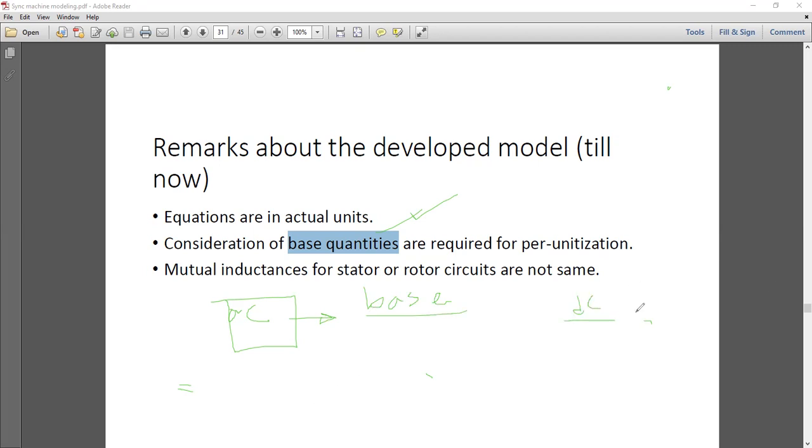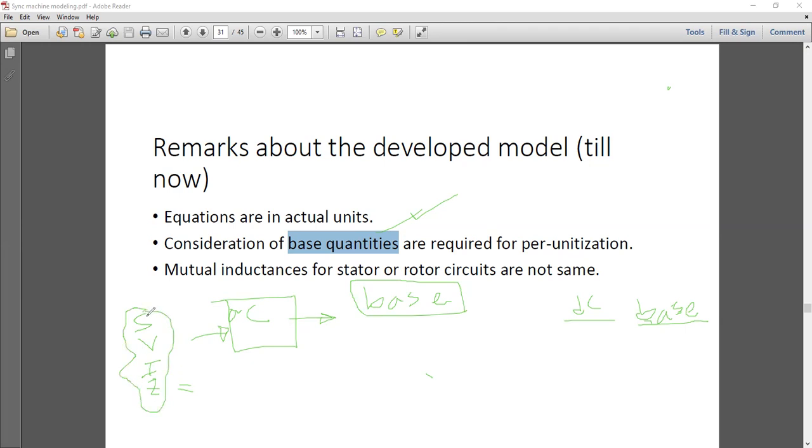Similarly, for any DC system, what are the base quantities? If you want to convert an actual AC system into a per unit system, what do we have? There are actually four things of interest: one is the voltage, another is the power, another is the current, and another is the impedance.